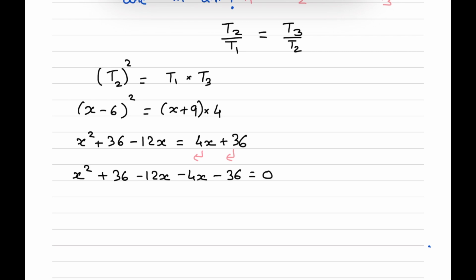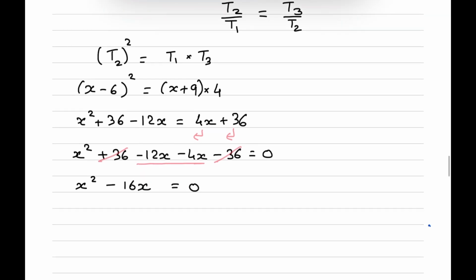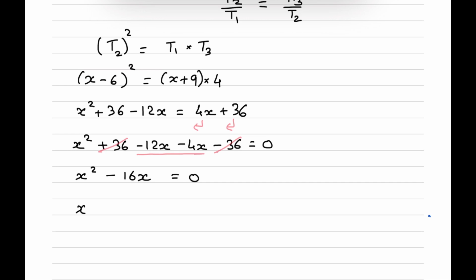Simplifying the like terms, we have x squared, then negative 12x minus 4x, that becomes negative 16x, and plus 36 minus 36 gets cancelled. So we have x squared minus 16x equals 0. Taking out x common, we have x times x minus 16 equals 0.